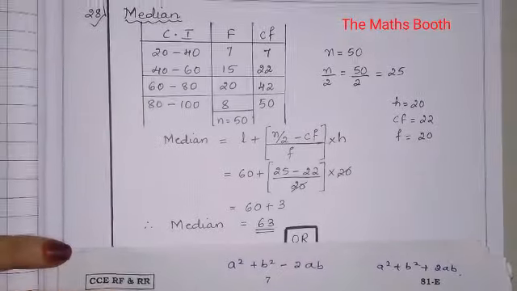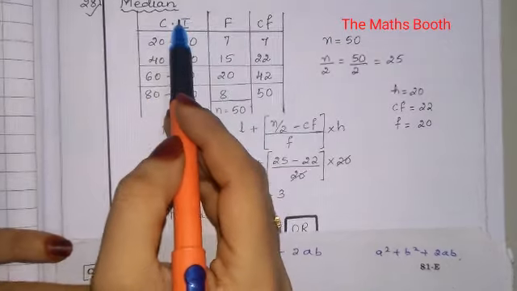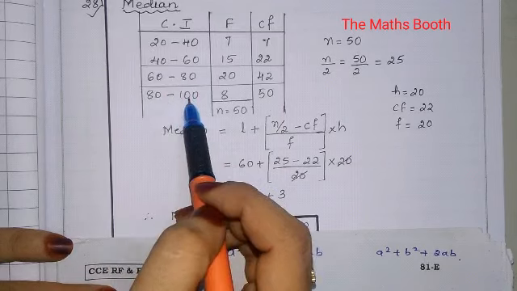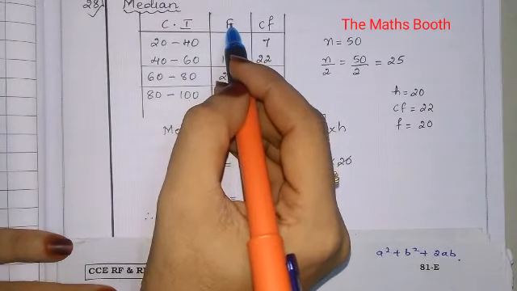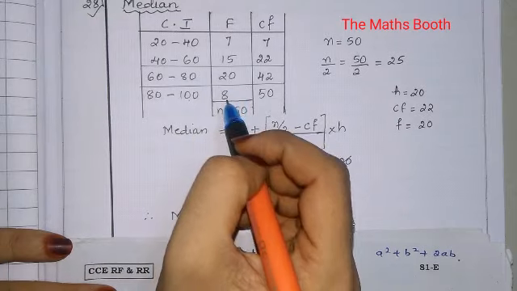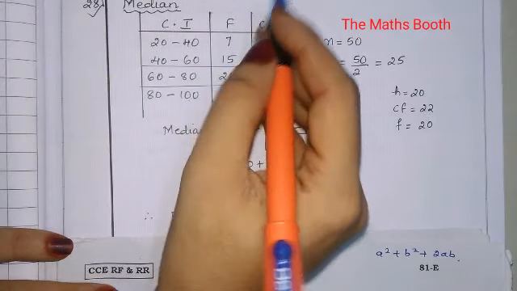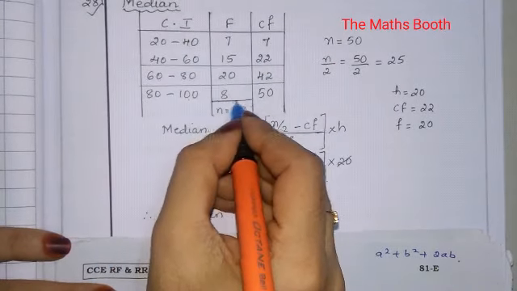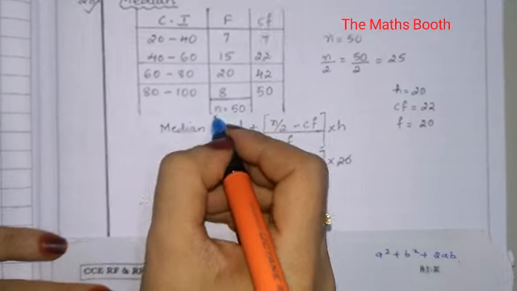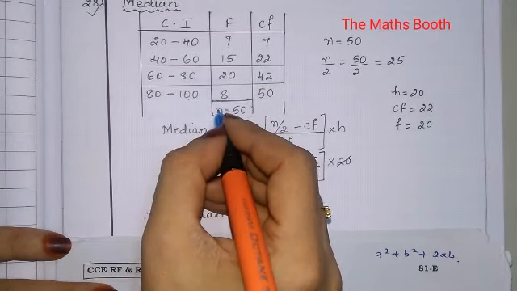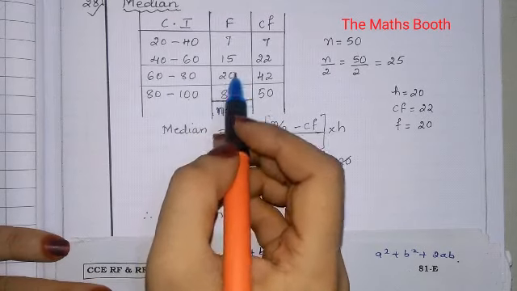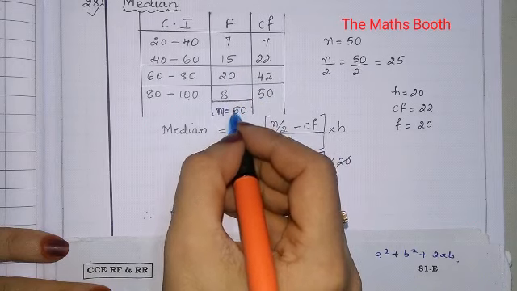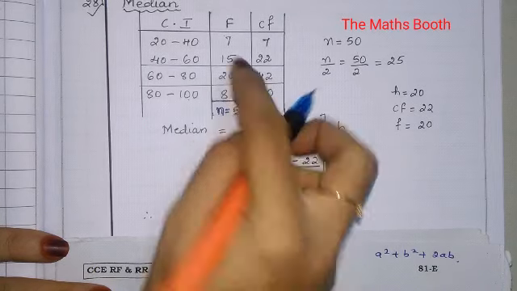So here the first step is to write the class interval as it is: 20 to 40, 40 to 60, 60 to 80 and 80 to 100. Then frequency we have to write: 7, 15, 20, 8. The first step is to add this frequency. Addition of frequency is nothing but n. After addition, the total frequency, n, is equal to 50.